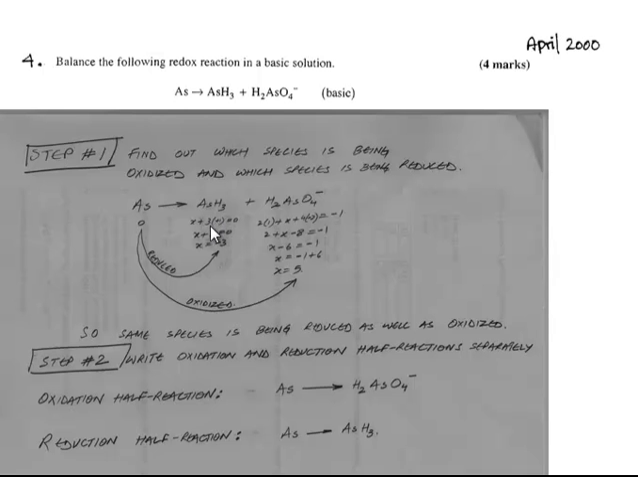So 3 times positive 1 and then an x for here. Because we want to find out the charge on As, that's x. So x plus 3 equals 0, which means x is negative 3. So the charge on As in this compound is negative 3. Similarly, we'll find out what the charge on As is in this compound.